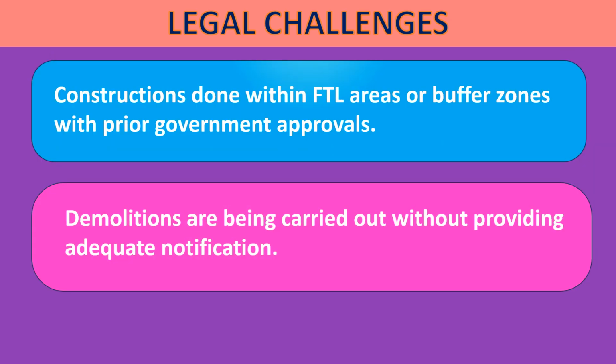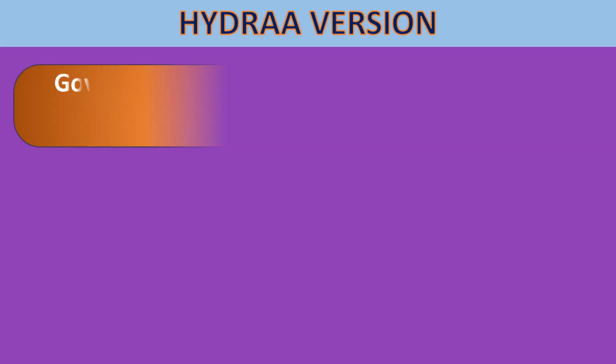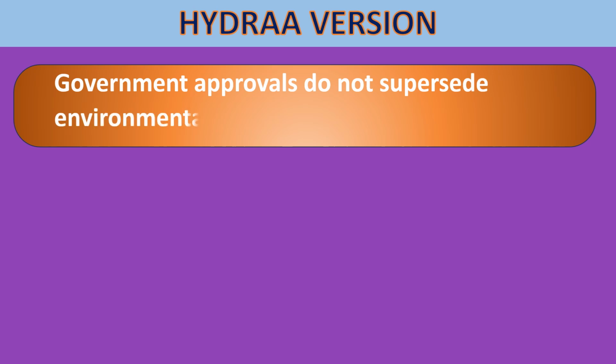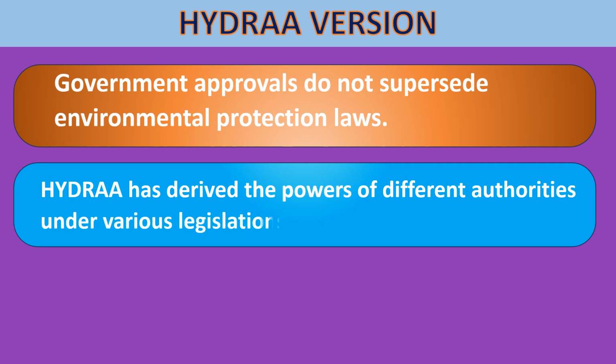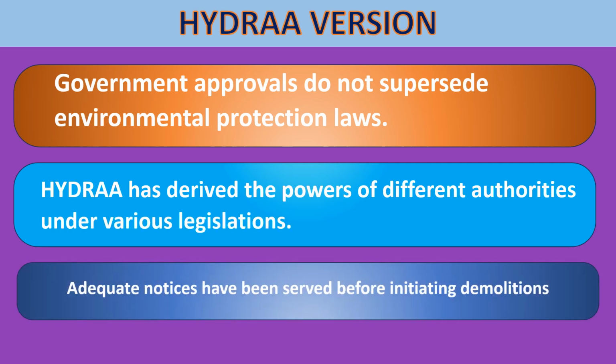Constructions done within FTL areas or buffer zones with prior government approvals. Demolitions are being carried out without providing adequate notification. HYDRAA version. Government approvals do not supersede environmental protection laws. HYDRAA has derived the powers of different authorities under various legislations. Adequate notices have been served before initiating demolitions.